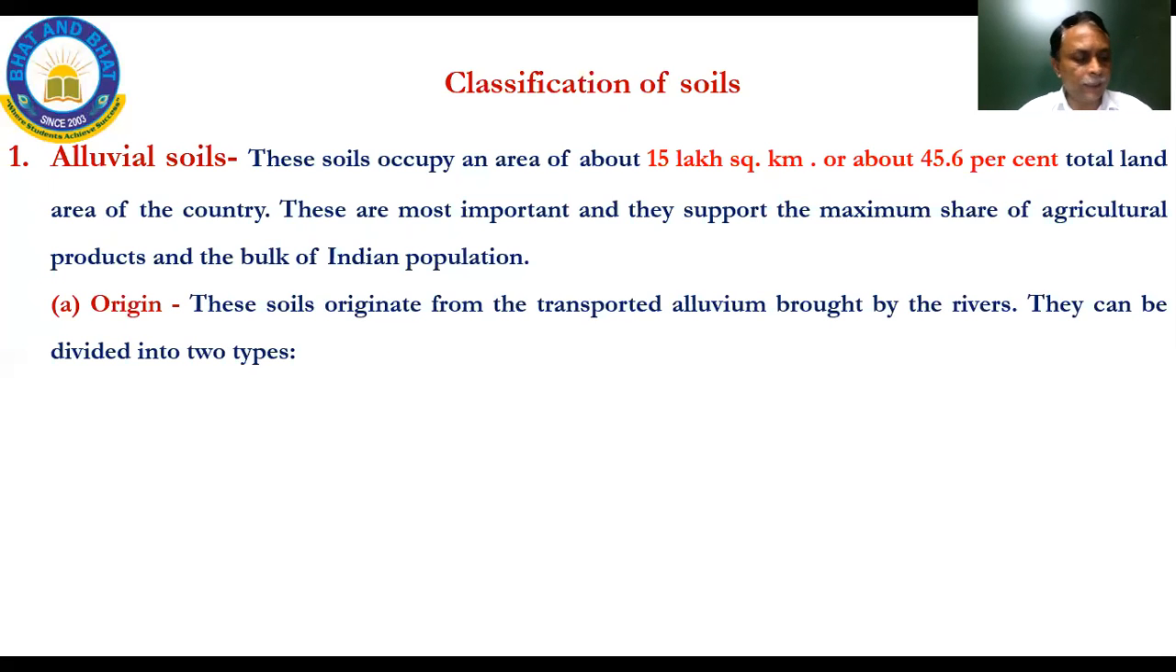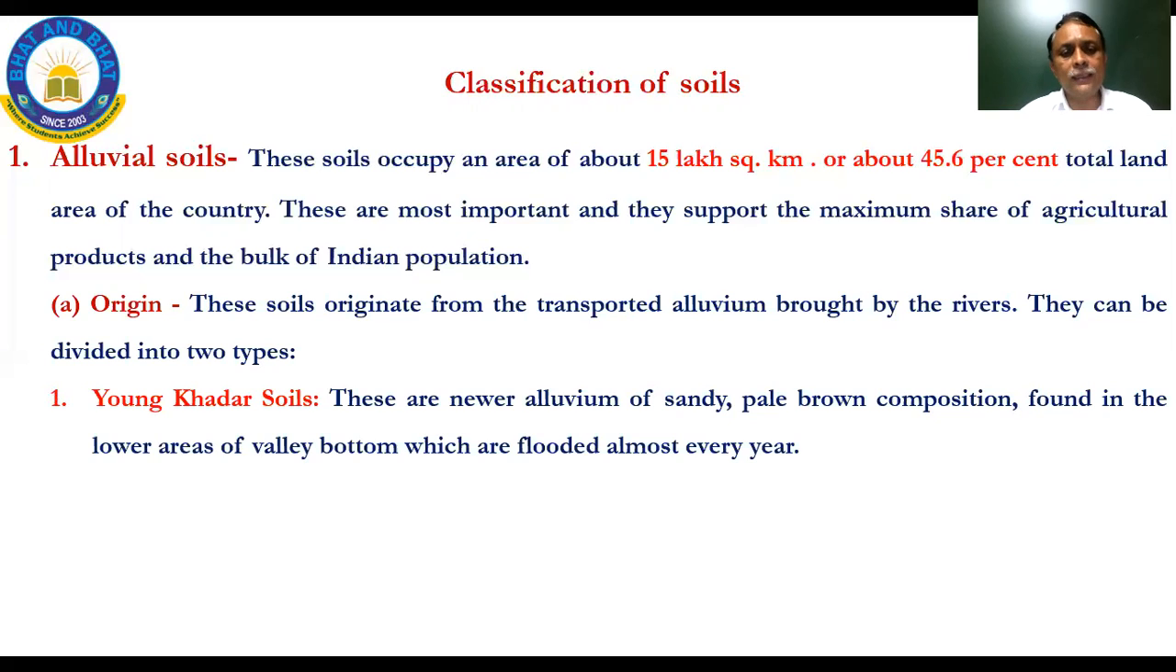Now the first one here is the origin. These soils originate from the transported alluvium brought by the rivers. Alluvium is basically the fine silt material plus sand plus the clay. All this together is known as the alluvium. This is brought by the rivers. This belongs to the transported category. They can be divided into 2 types.